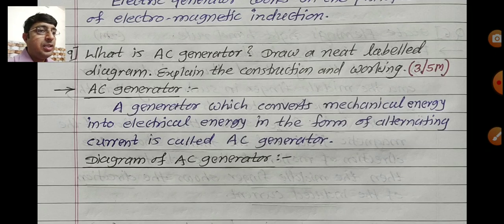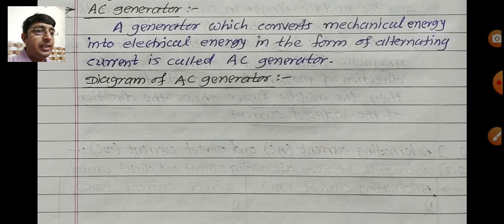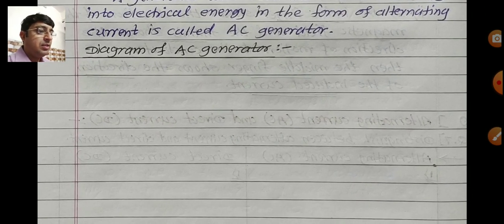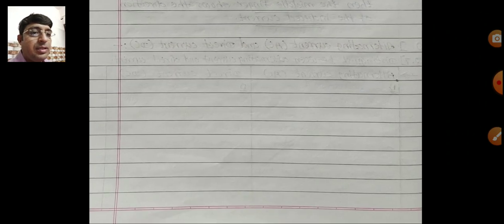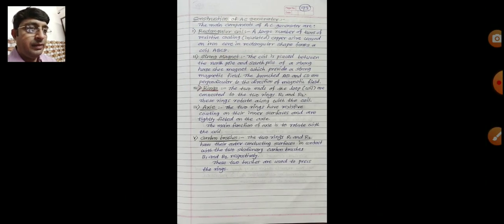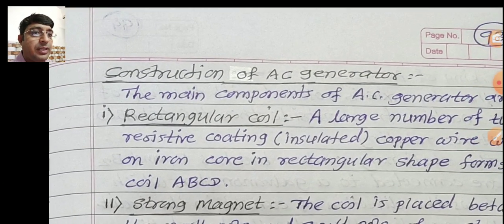Afterward, you draw a neat labeled diagram from the textbook. On the last page of the lesson, page number 60, the diagram of the AC generator is given. You draw that diagram, and then afterward I will show the answer of construction and working.